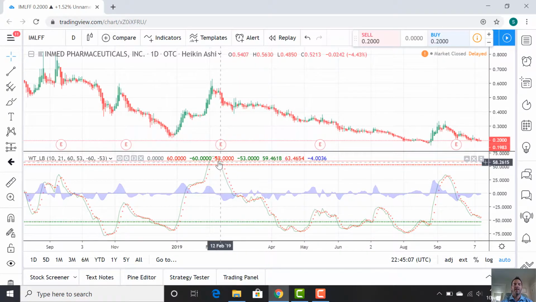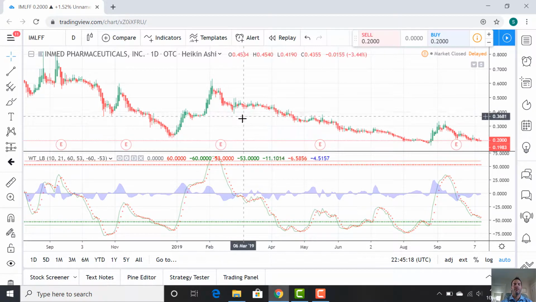So once that green line is above and crosses over the signal line, just like here, that's going to be a signal where we want to sell, where we're going to watch this downward movement of the price. So look what happens. Here's our signal.